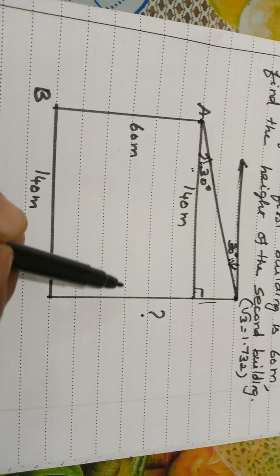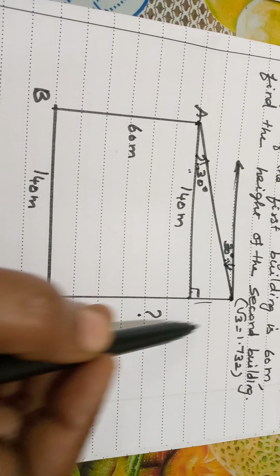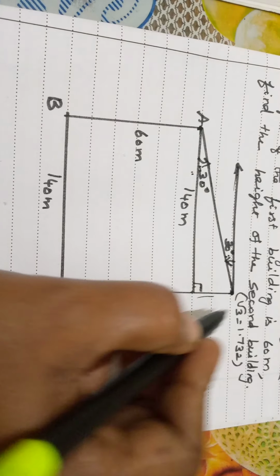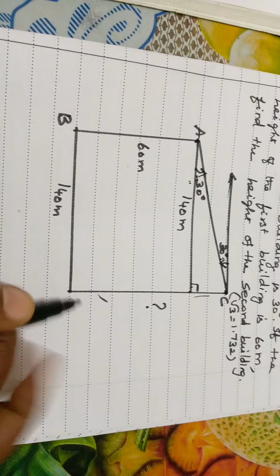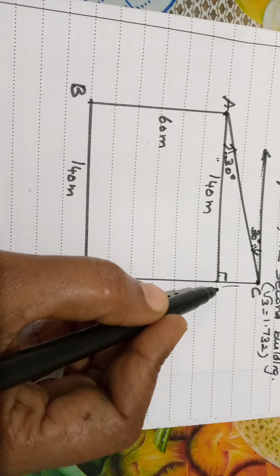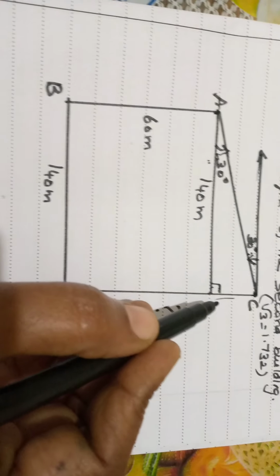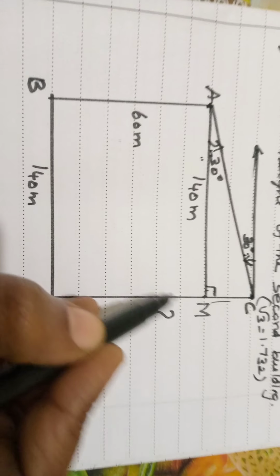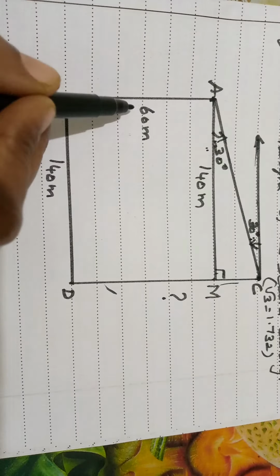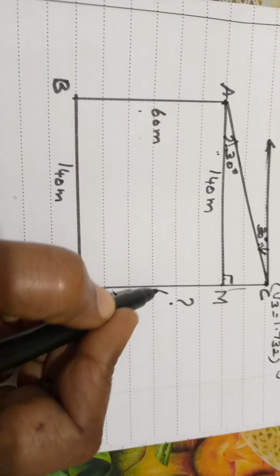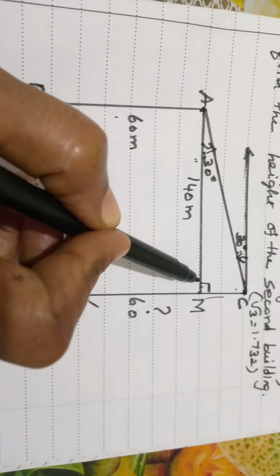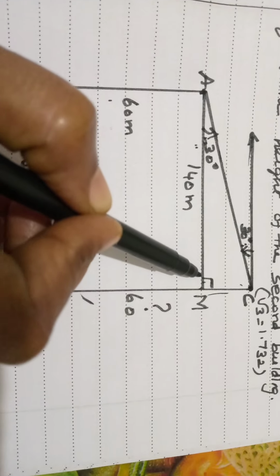Now what is the question? Find the height of the second building. So let us name the second building CD. The CD distance we have to find out. Here we can name this point M. DM we have. What is DM now? Here AB is 60, so DM also will be 60. Now CM we have to find out. CM we can take as the height.